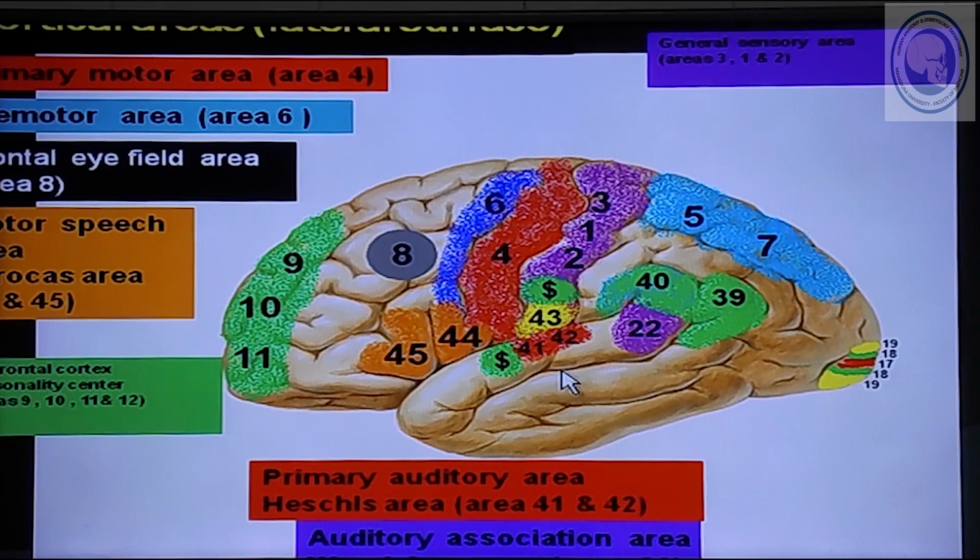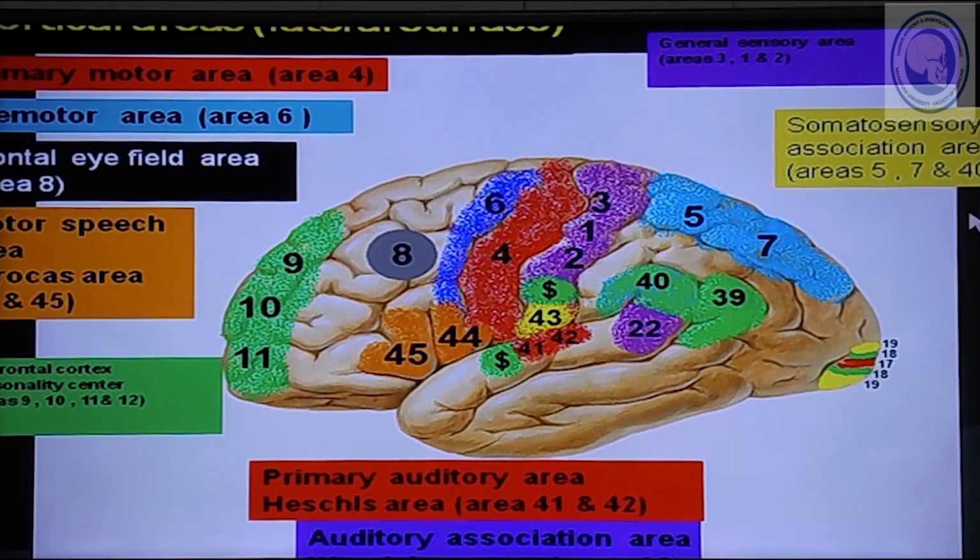About other sensory areas, we will find the general sensory area, areas 3, 1, and 2, in the postcentral gyrus, and also the somatosensory association areas in the superior parietal lobule, areas 5 and 7, and in the supramarginal gyrus, area 40. This area is for stereognosis, or recognition of a given object by the sense of touch with closed eyes.